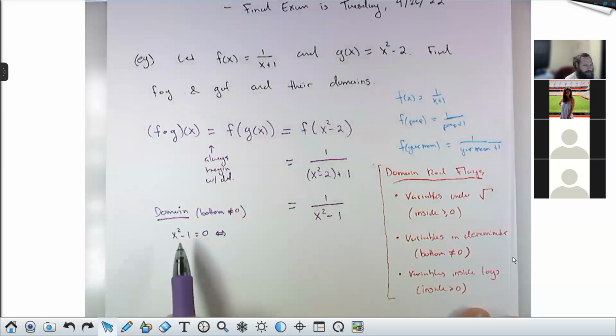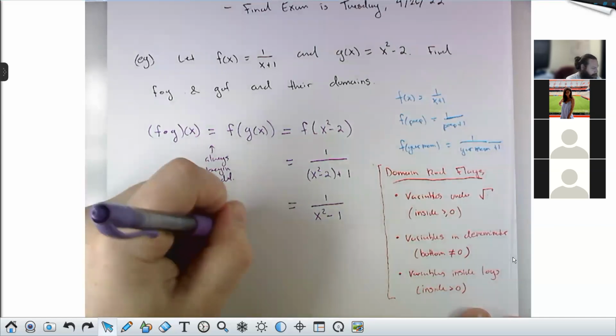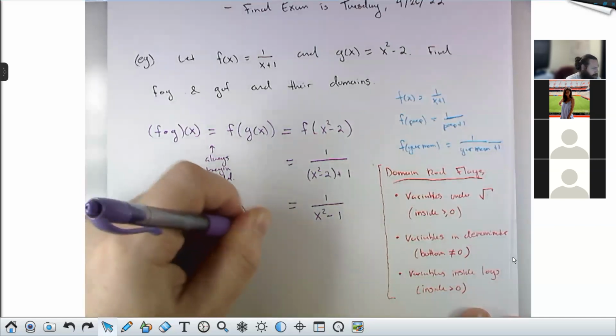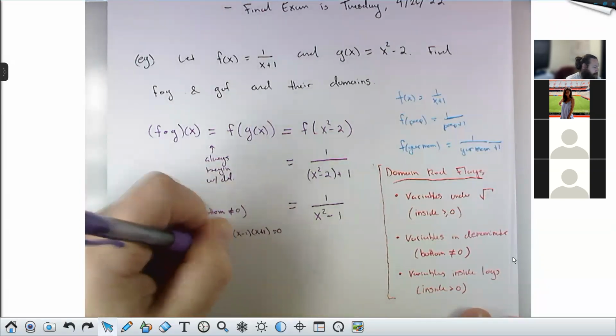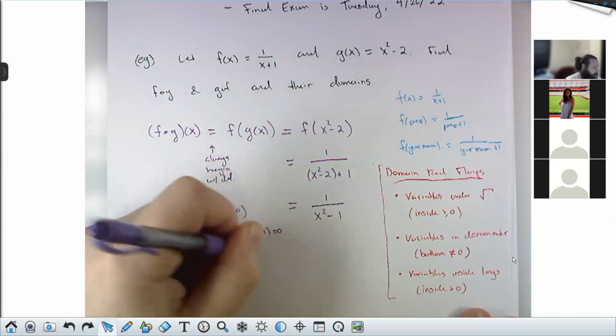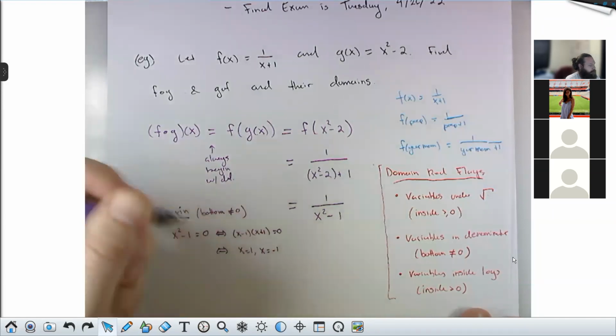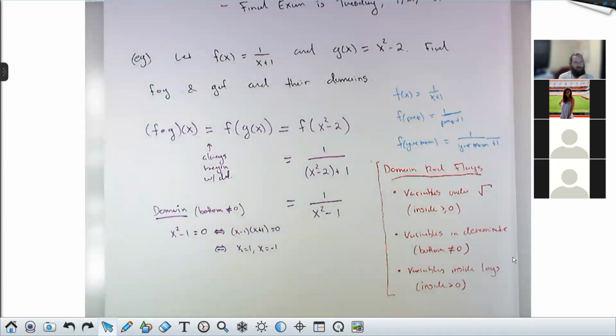There's a bunch of ways you could solve this. You can factor. This is x minus 1 times x plus 1 equals 0. So you get x equals 1, x equals negative 1. Those are the two numbers we need to stay away from.